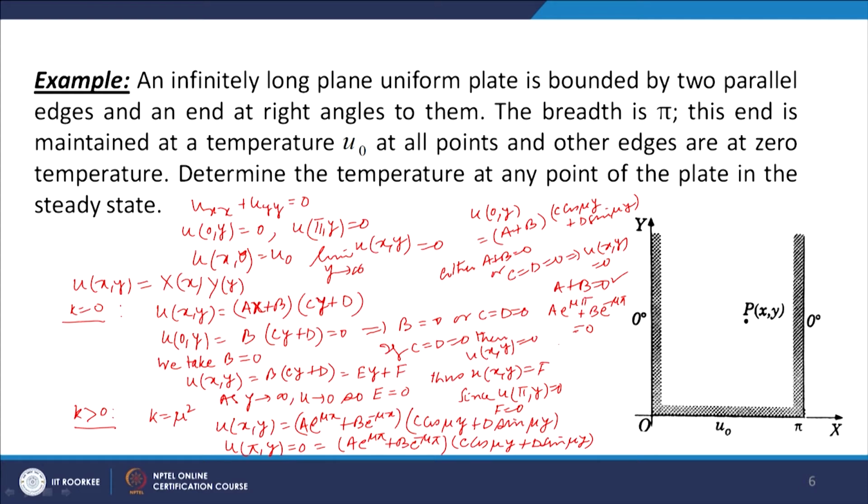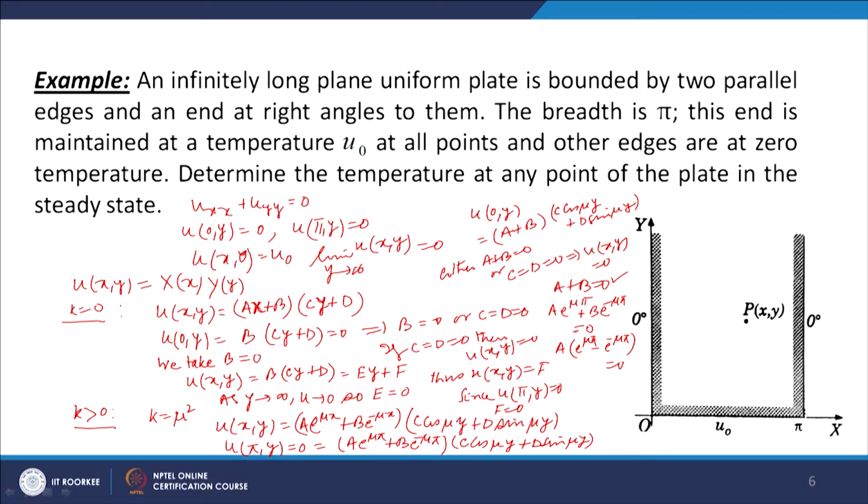So, I can write it as a times (e^(μπ) - e^(-μπ)) equal to 0. Now, what happens? Either a is equal to 0 or e^(μπ) - e^(-μπ) equal to 0. If a is equal to 0, then what will happen? We have b equal to 0. A equal to 0 means b equal to 0, and a equal to 0, b equal to 0 will make u(x,y) equal to 0, which is not possible.